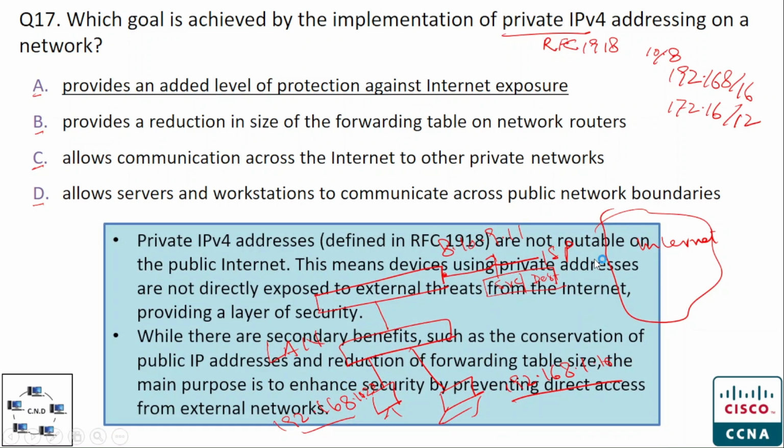and this gives us added security. The explanation is that the private IP version 4 addresses defined in RFC 1918 are not routable on the internet. This means devices using private addresses are not directly exposed to external threats from the internet, providing a layer of security. While there are secondary benefits such as the conservation of public IP addresses and reduction of forwarding table size, the main purpose is to enhance security by preventing direct access from external networks.